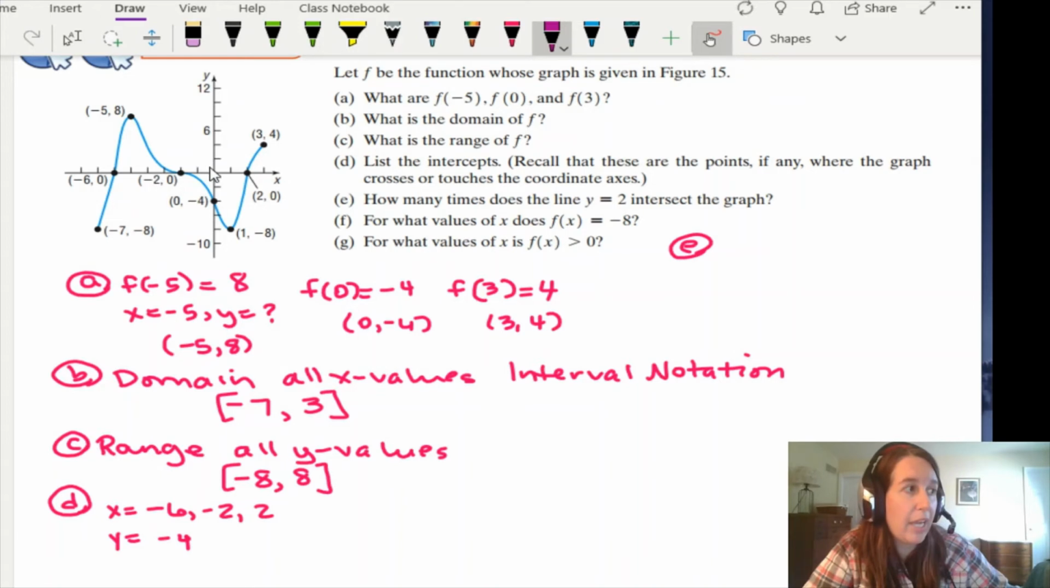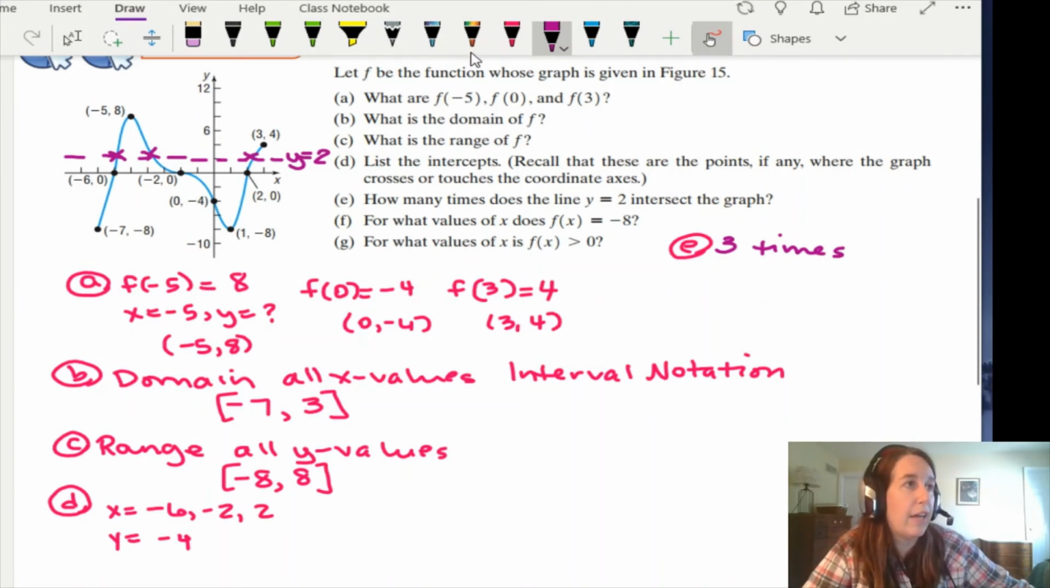So y equals 2 would be a horizontal line at 2. If you look at the graph here, it looks like it's 2, 4, 6, 8, 10, 12. Yeah, it's going by 2s. This point is at 4, which also makes sense. Okay, so the actual y equals 2 would be right here. Always watch out for the scale of the graph. So this is the line y equals 2. So you can see that it intersects the graph right here. 1, 2, and 3. So 3 times does it intersect the graph.